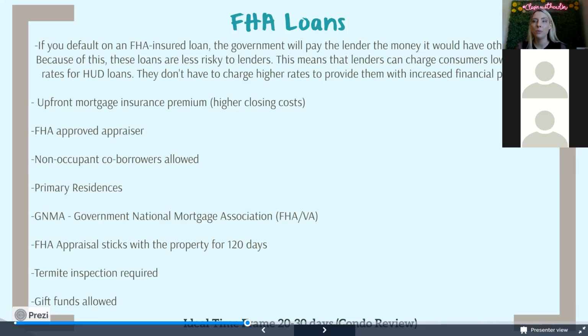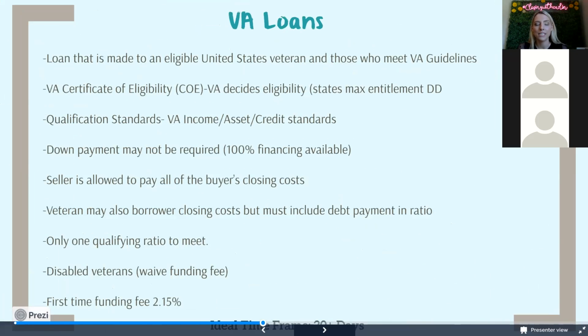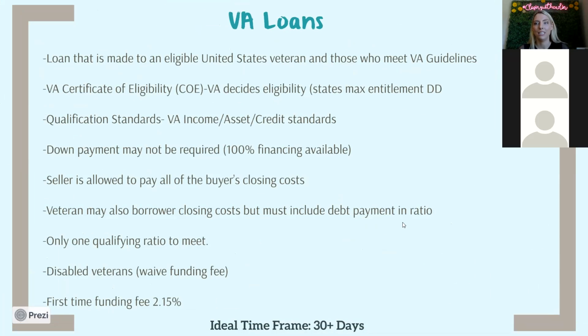If it is a condo, we are going to need a little bit more time just because that HOA company, generally, like I said, another third party, takes a little bit longer to get all of the information put together and get all of the responses. VA loans, ideal time frame, 30 plus days. Again, we're going to have to send this one to the government and get them to approve it.